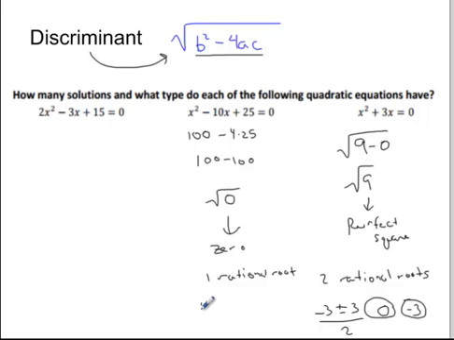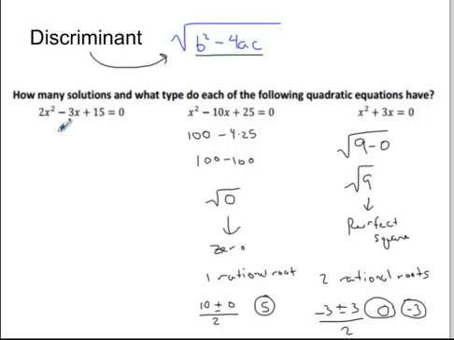Negative b is going to be positive 10, and then it's going to be plus or minus 0, and then all over 2a. So that's all over 2. So 10 plus 0 is 10. 10 minus 0 is still 10. Both of those divided by 2 give you 5. So one answer, it's 1 root, 1 rational root.